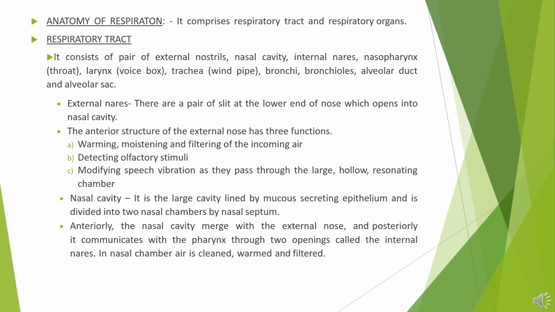Anatomy of the respiratory system. It comprises the respiratory tract and respiratory organs. Respiratory tract: it consists of a pair of external nostrils, nasal cavity, internal nares, nasopharynx, throat, larynx (voice box), trachea (windpipe), bronchi, bronchioles, alveolar duct and alveolar sac.